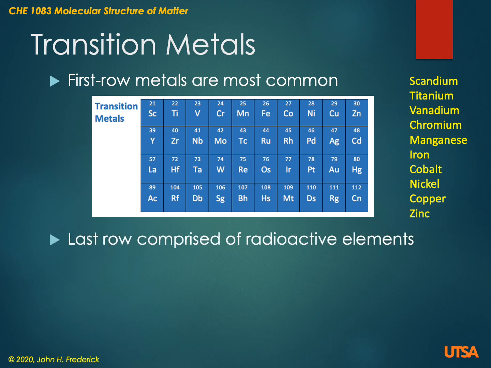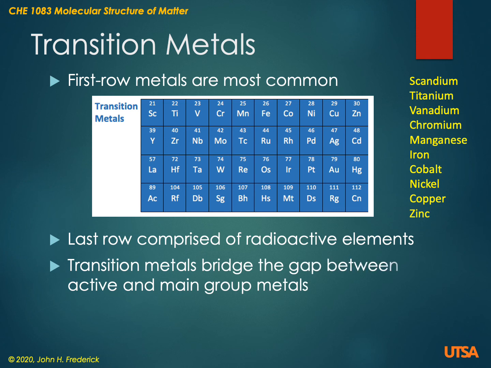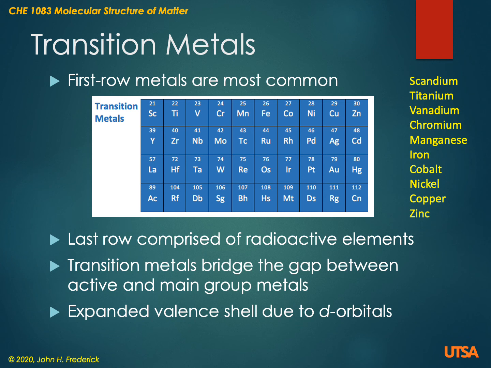The last row of the transition metals are all radioactive elements, and in fact they don't live for very long and are only known for a brief instance of time when they're produced in the lab. These transition metals bridge the gap between the active metals that are the first 2 columns in the periodic table and the last 6 columns, which are the main groups, and they're the thing that allow an expanded valence shell for those lower elements of the main group because they give access to d orbitals, another kind of orbital.